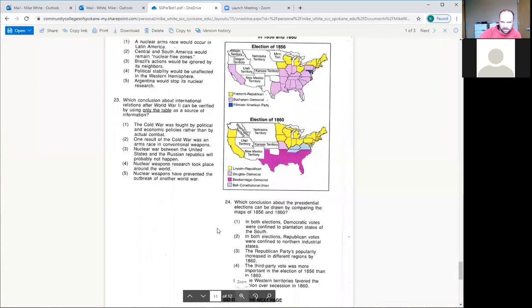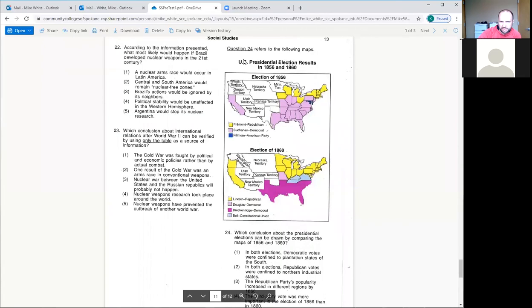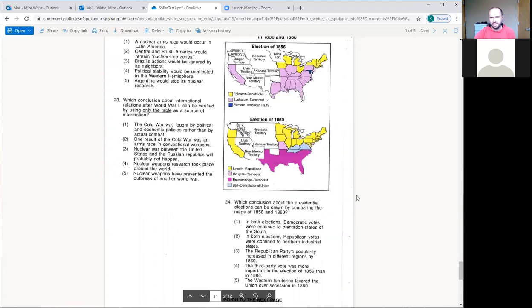So the title for this is U.S. Presidential Election Results in 1856 and 1860. Scroll down here. And let's just do this one real fast. So 24 goes over this map. And it's a map of kind of who voted for who in both of these elections. The purple are Democrats and the yellow is Republicans.